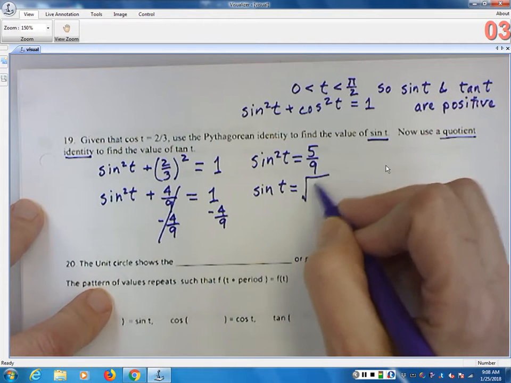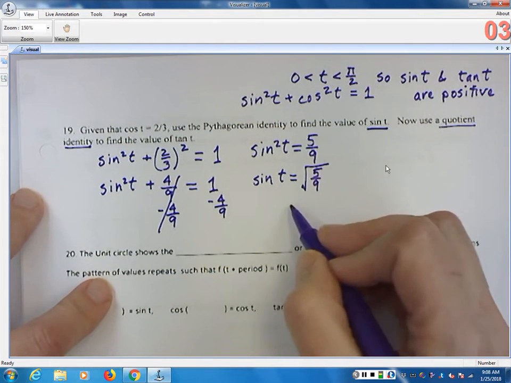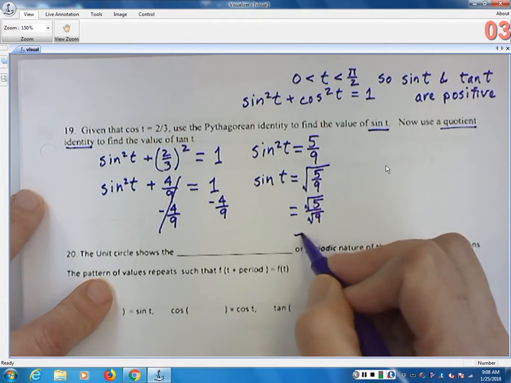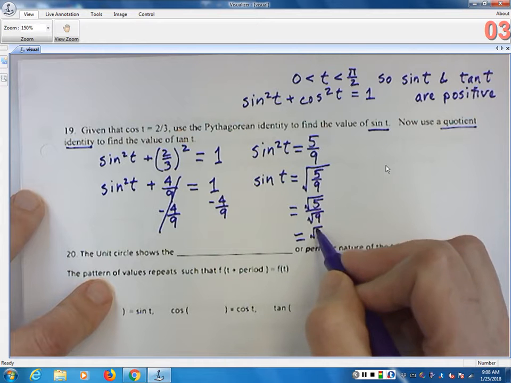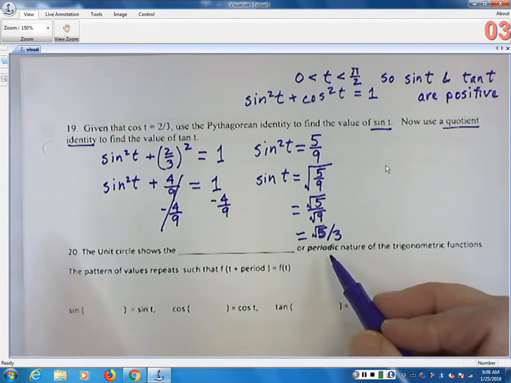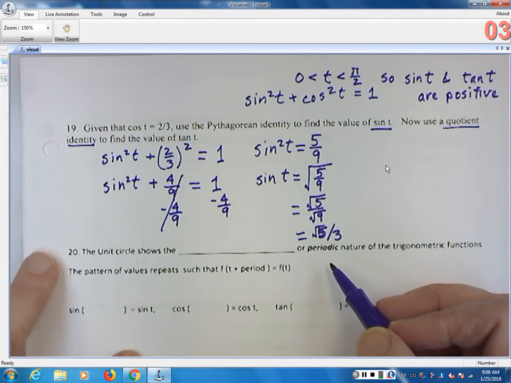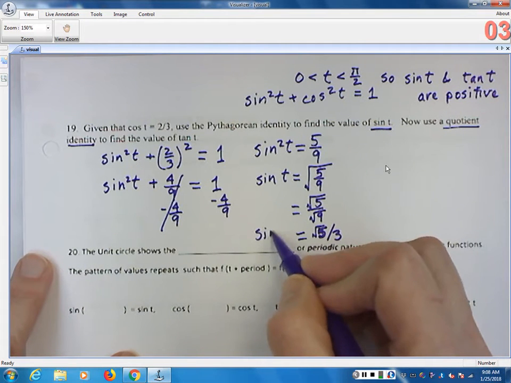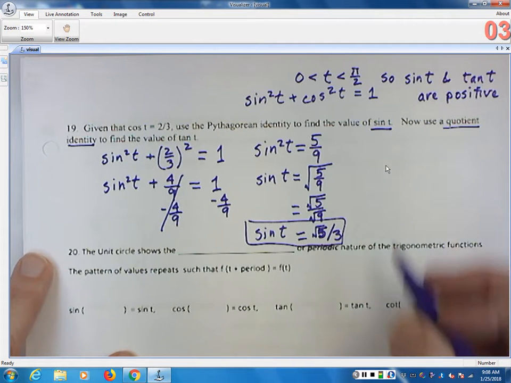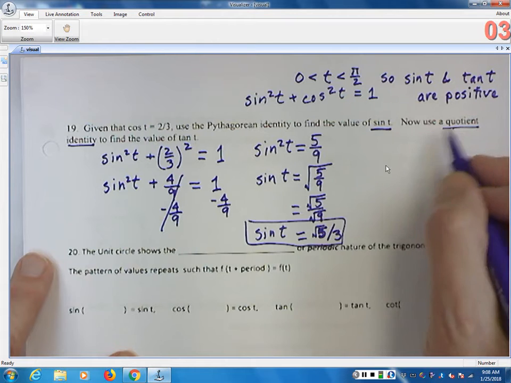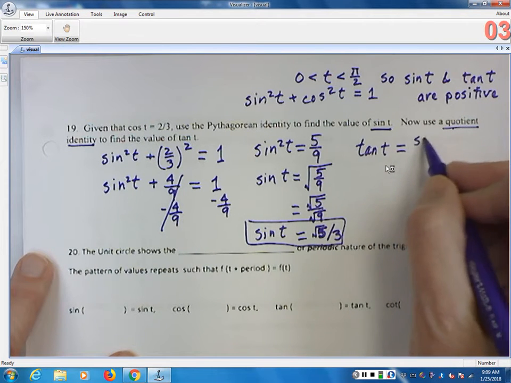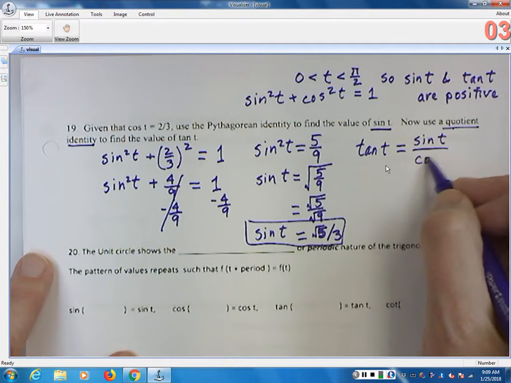So it's the square root of 5/9, and you can separate that as square root of 5 over the square root of 9, which is square root of 5 over 3. So sine t is the square root of 5 over 3. That's one of the answers. And for the other answer, we're going to use a quotient identity. This you need to memorize. Tangent t equals sine t over cosine t.